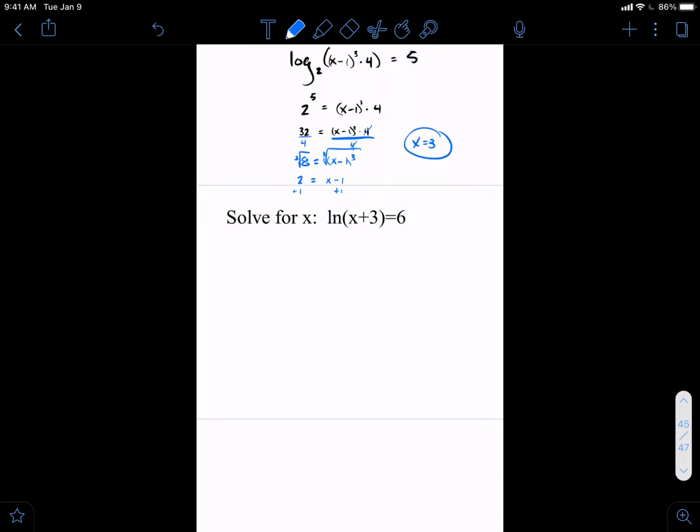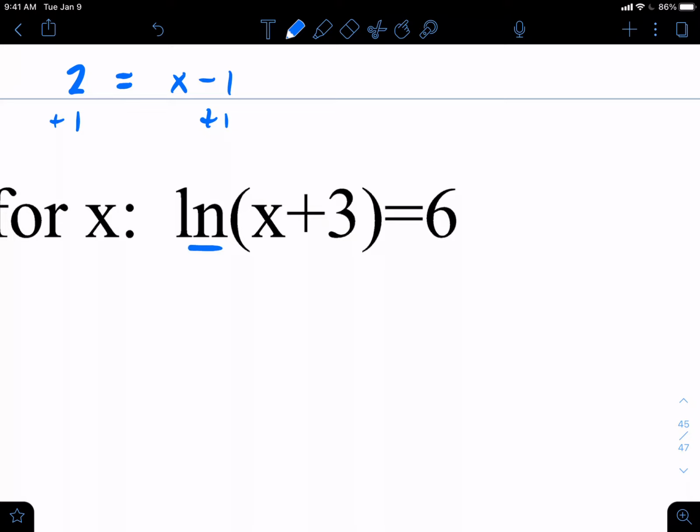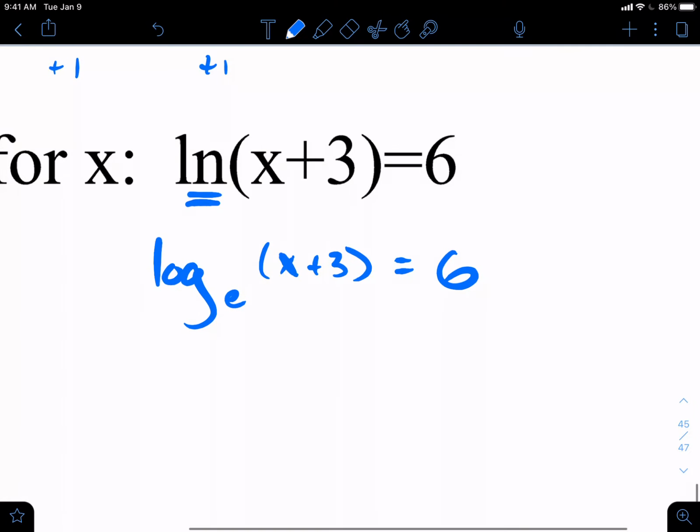Last problem we're going to look at right here, solving for x. Remember, whenever you see the natural log over here, it's nothing really to scare you in this situation. If you're more comfortable thinking about that as log base e, you can definitely replace that. I kind of like that idea because it's easier for me to just see my base. So I can rewrite this as e to the 6th is equal to x plus 3.